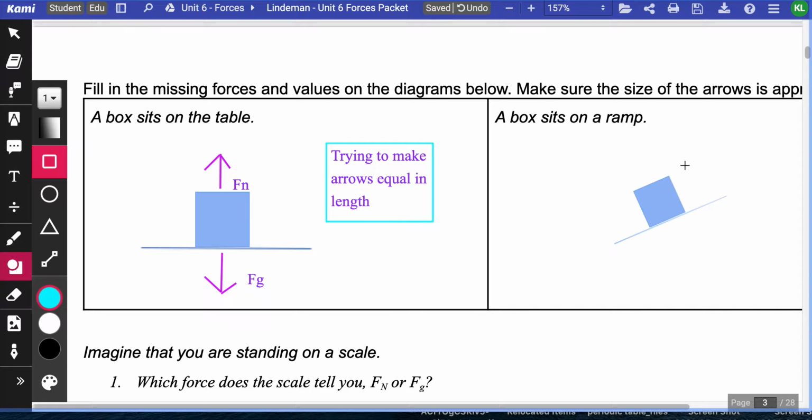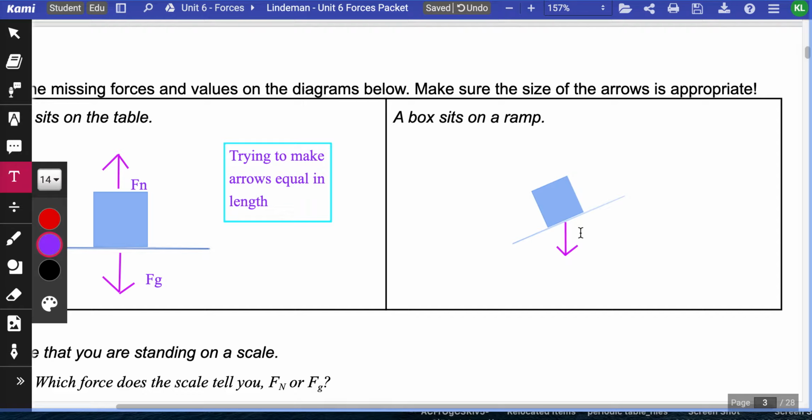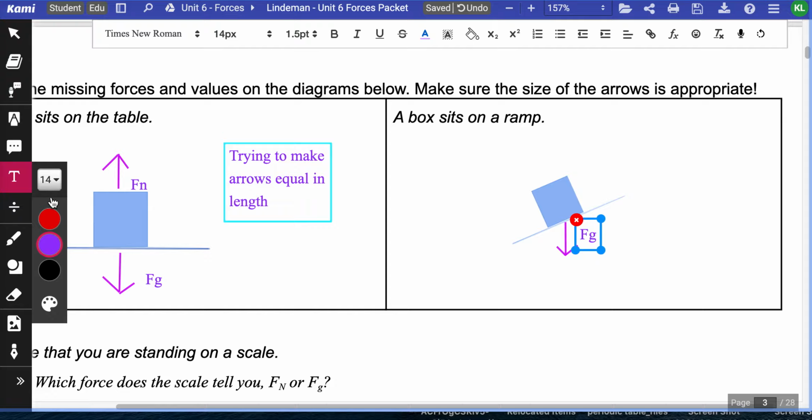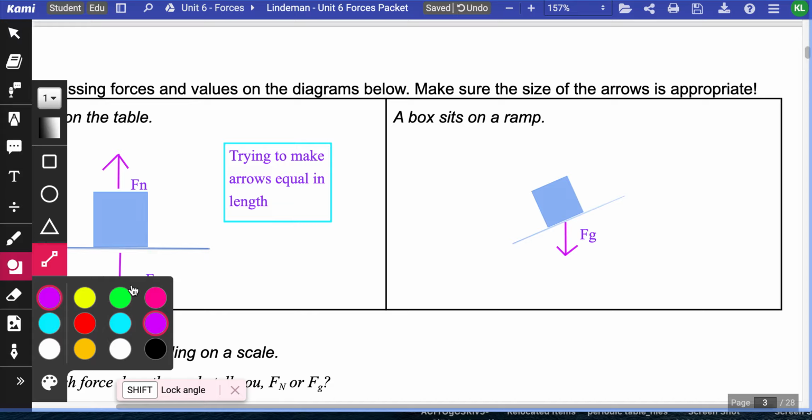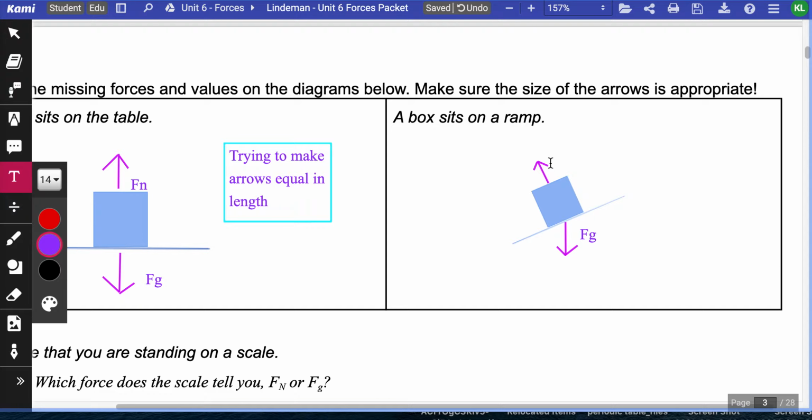Okay, so then for this next one, box sits on a ramp. So again, this is one we drew up top. So box is on planet Earth, so we have an arrow pointing to the bottom of the page, and we label that arrow FG. It is resting on a surface. So we have an arrow that is perpendicular to that surface, and we label it FN.